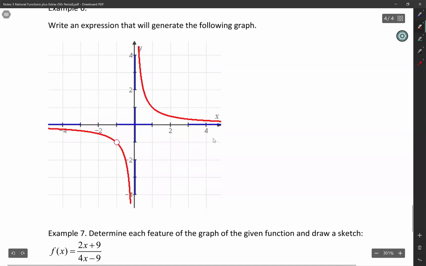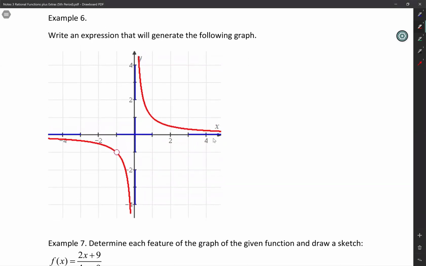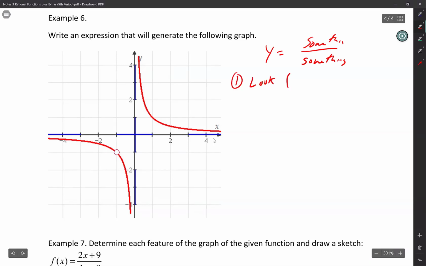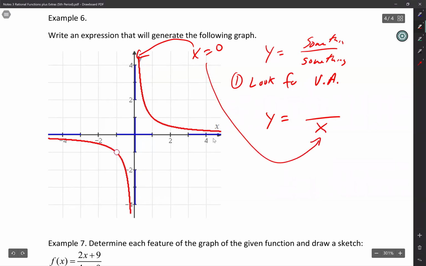All right, example 6. Here's how we do this one, and this one might be kind of hard. You already know it's a rational function. It's something over something. What is that something and what is that something? I look for VAs first. So first, look for vertical asymptotes. I have a vertical asymptote at x equals 0. Because you have a vertical asymptote at x equals 0, you know that you have to have an x in the bottom. Why? Because you can't divide by 0.